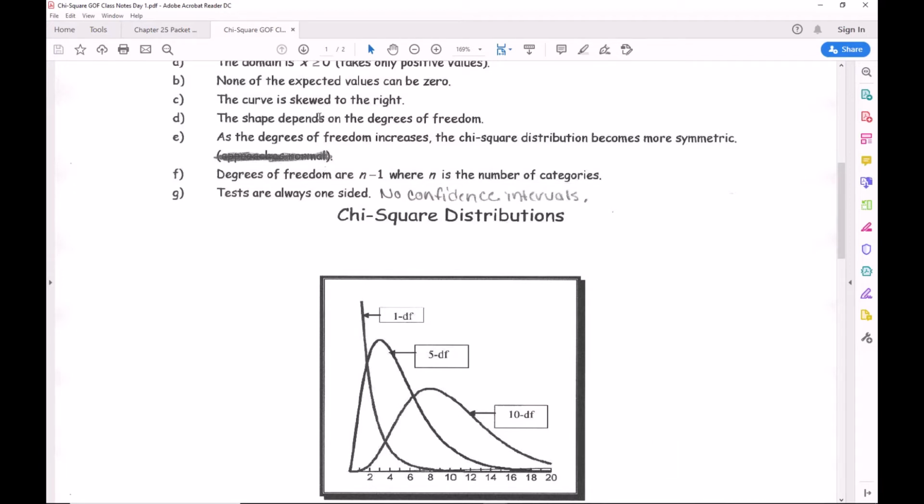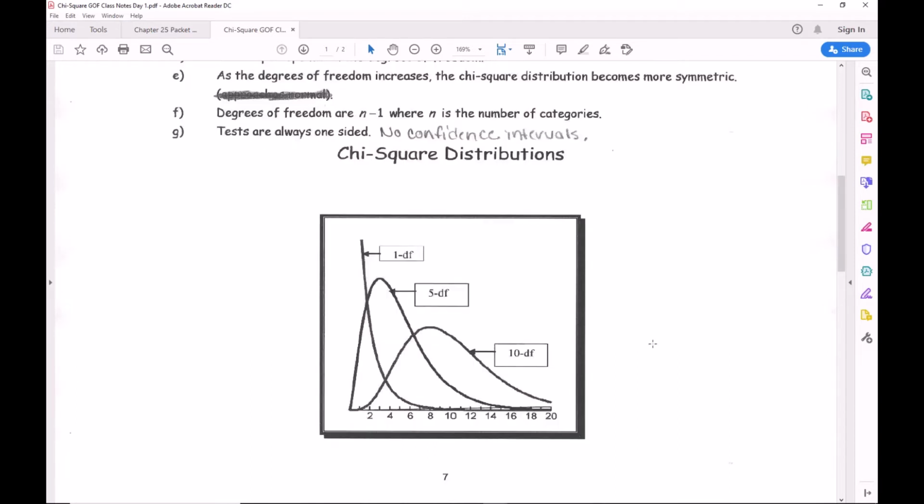So your shape does depend on the degrees of freedom, and that's how you calculate them. And as the degrees of freedom increase, your chi-square distribution becomes more symmetric. Now it says here approaches normal. Scratch that off, because look, your chi-square distributions start at 0 on up. They're always skewed to the right. They're nothing like a normal curve or a t curve. So it doesn't approach normal, it just gets more and more symmetric.